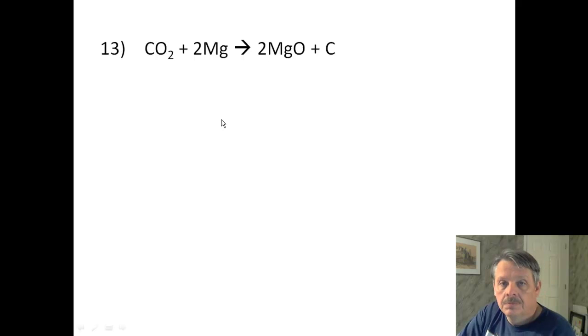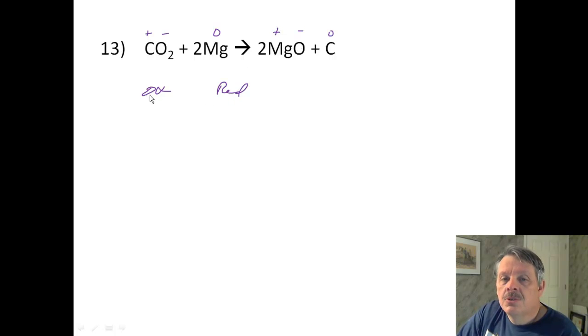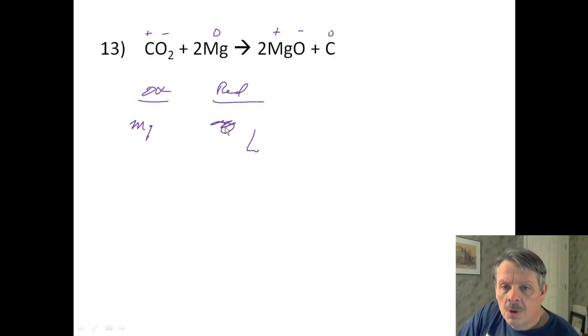All right, how about this one? Again, we remember that the carbon can be either positive or negative, but because oxygen is negative, carbon's going to be positive. Elements have no charge. Magnesium and oxygen, positive, negative. Oxidized, reduced. Oxidized is the loss of electrons, so who lost? Well, carbon gained and magnesium lost. So magnesium is oxidized and carbon is reduced. Oxygen doesn't change. Oxygen's negative in both cases.